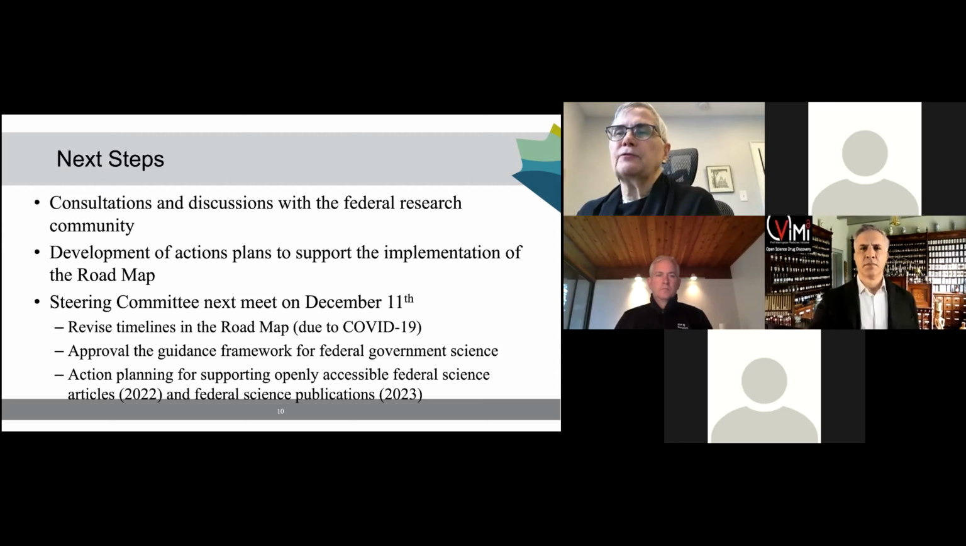We'll also be looking at a guidance framework for federal government science in the context of open science, and then looking at how we can move ahead with the action planning to be sure that we are in fact supporting the federal scientists in moving forward and specifically in moving on the first stages of having open by default federal science articles and publications. We are also quite keen to look at how we can leverage existing infrastructure and existing networks to be sure that we are part of the larger science community of Canada. And so we'll be reaching out and working in collaboration with partners.